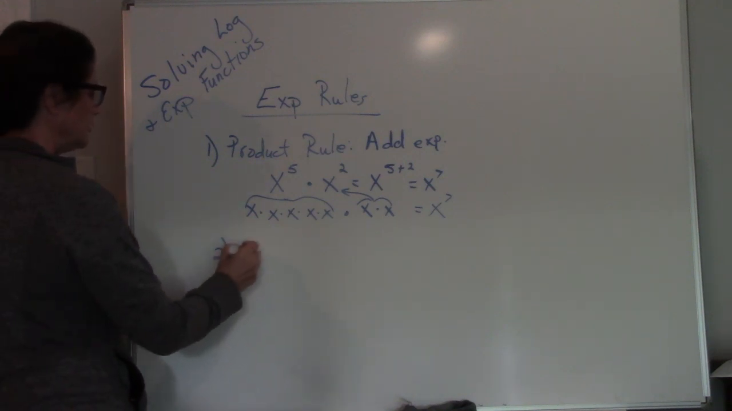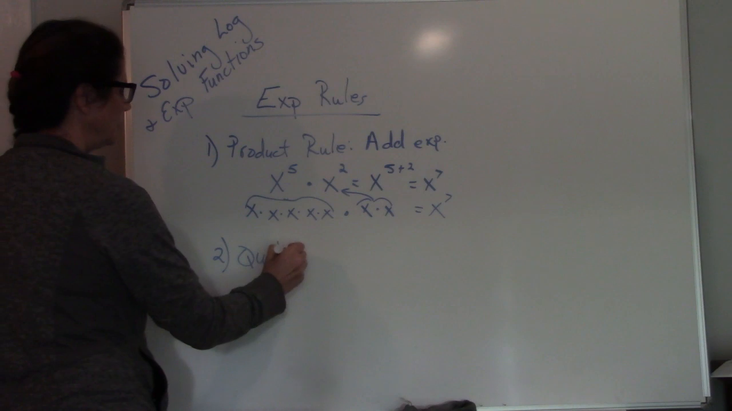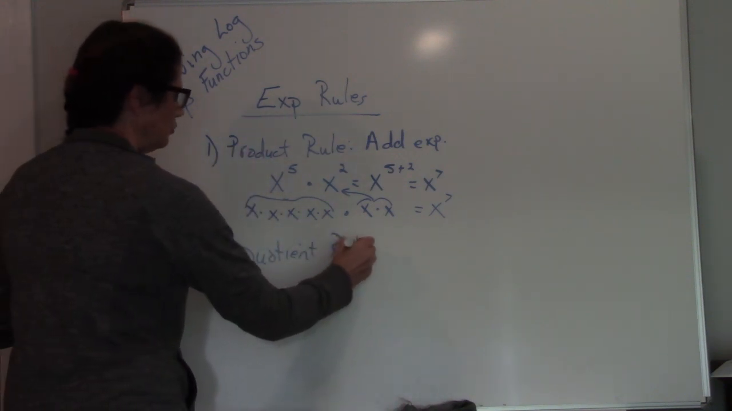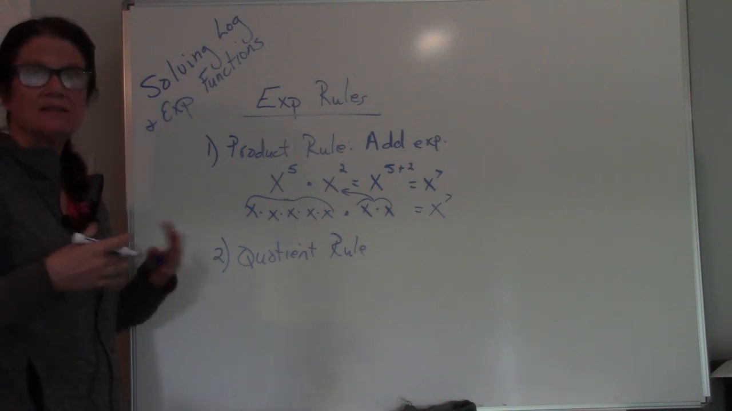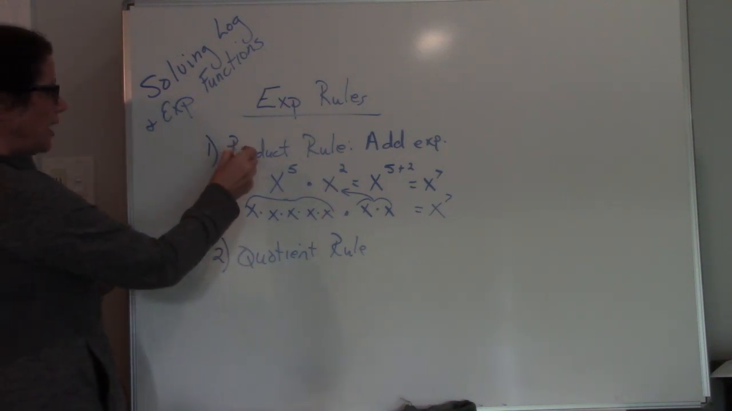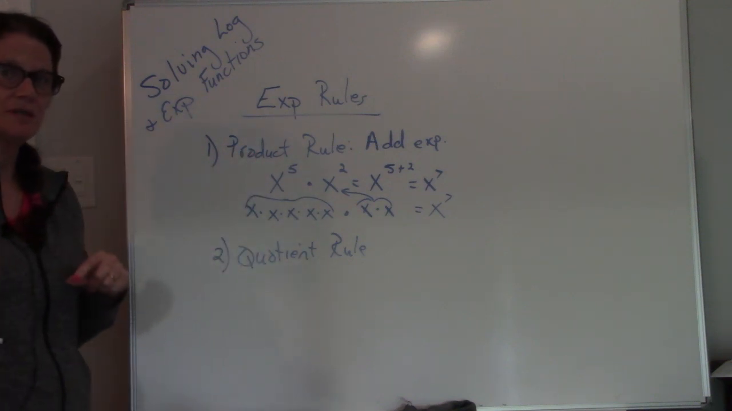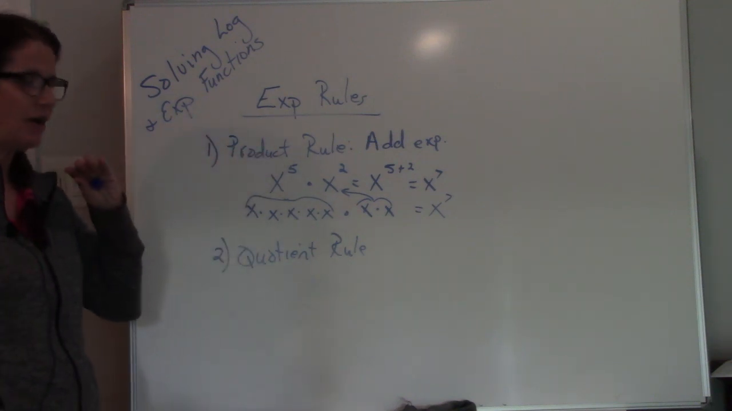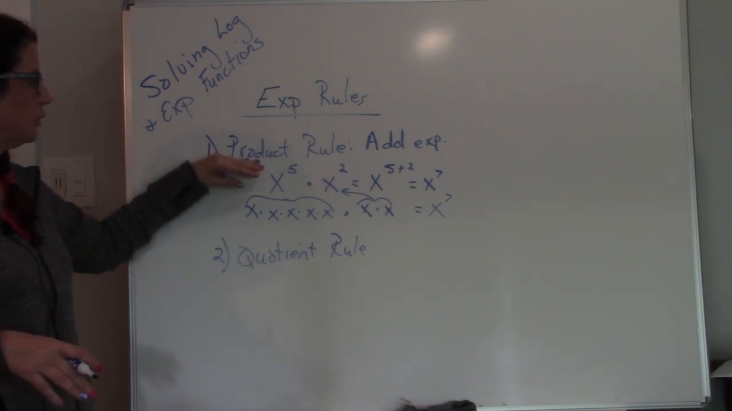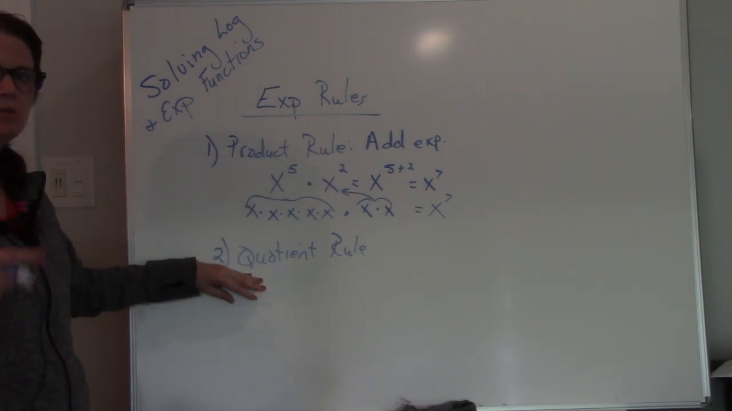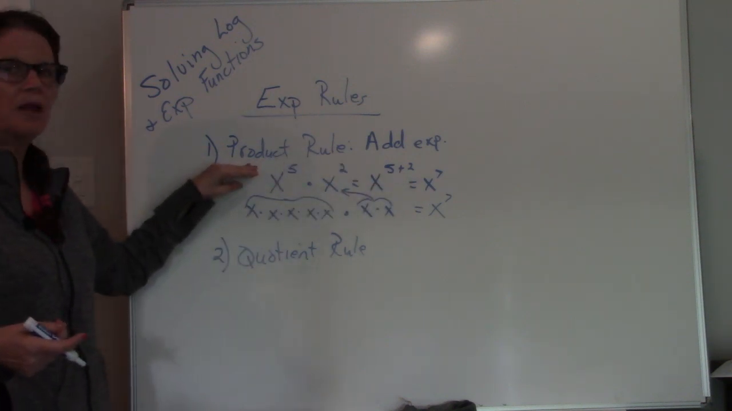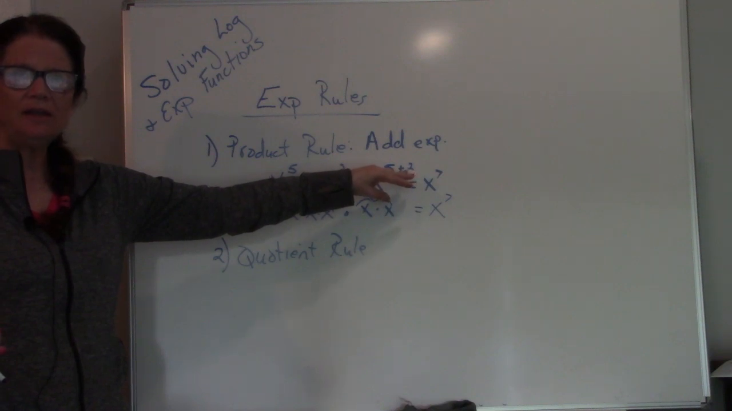The second rule is called the quotient rule. With any of these rules, as long as you know the first one, you don't have to memorize anything else because it's already done for you. The first one will lead us to the second. So product and quotient, those are opposites, right? Multiplying and dividing, that's what a quotient is, the answer to a division problem. So the first one is when we multiply. This rule is when we divide. So if we added when we multiplied, what's the opposite of adding?